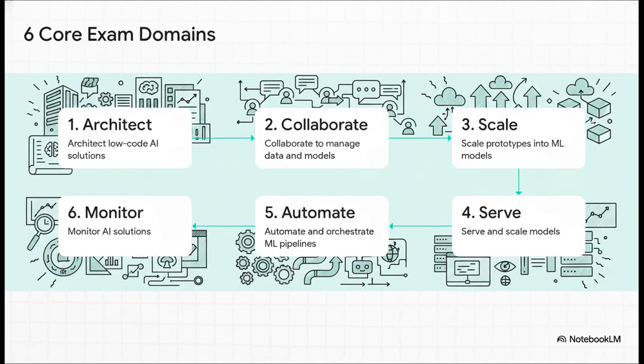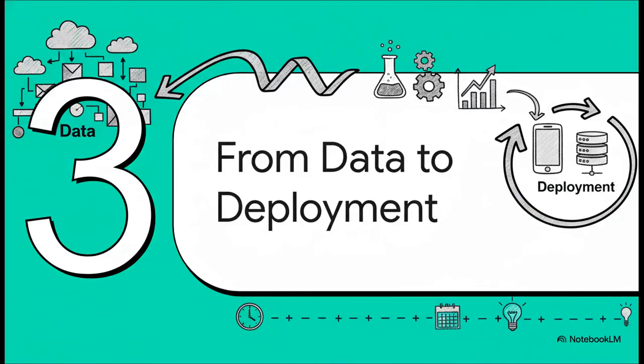Okay, let's dive into that blueprint. The whole exam is built around these 6 core domains. And if you look closely, they follow a really logical flow. You architect a solution, then you collaborate on the data and models. You scale it up from a prototype, you serve it out to users, automate the whole pipeline, and finally, you monitor how it's doing. See? It's not just a random list of topics, it's a complete framework for doing machine learning engineering in the real world.